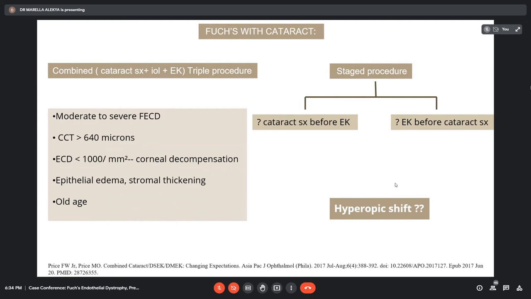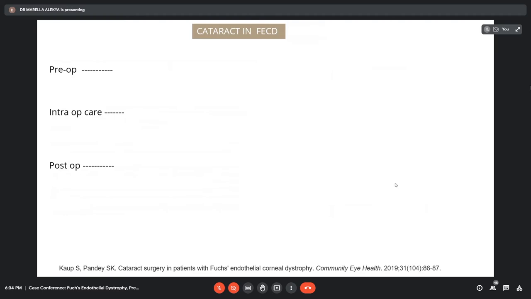In cases of cataract in Fuchs disease, we need to follow certain precautions. In pre-op, regarding choice of surgery, if central corneal thickness is more than 640 microns and endothelial cell count is less than 1000 per square mm, we have to go for a combined surgery to reduce the corneal decompensation chances. The risk of corneal decompensation and long recovery period should be explained to the patient. Regarding IOL selection, hydrophilic IOLs should be avoided, as they are associated with calcium deposits, and hyperopic shift should be kept in mind during IOL power calculation.